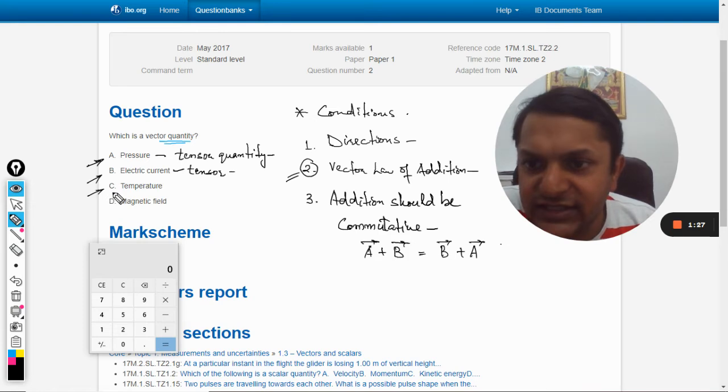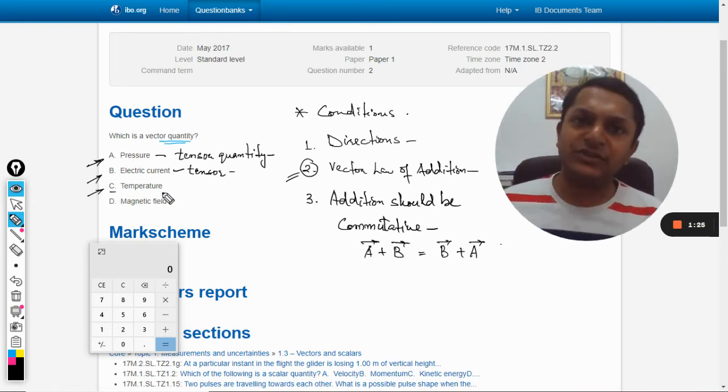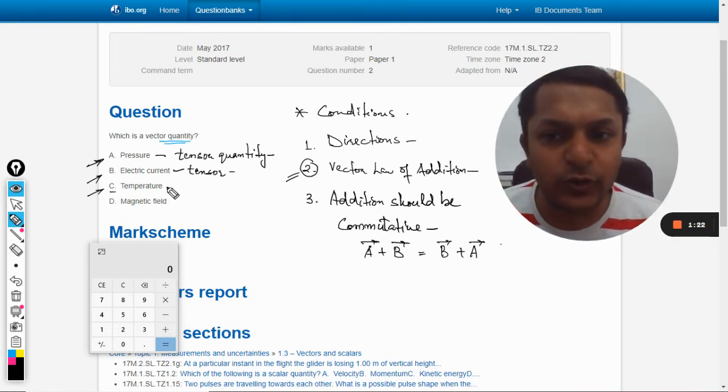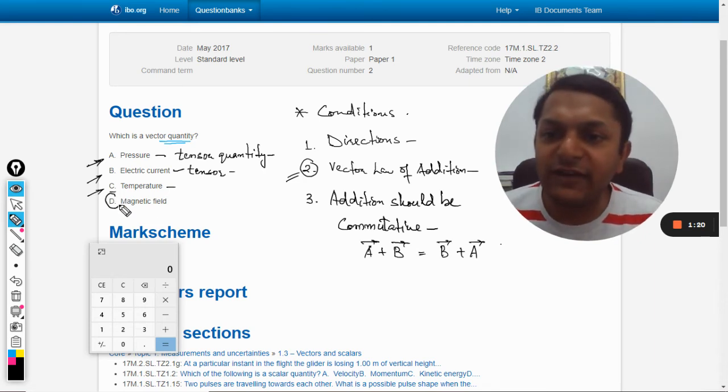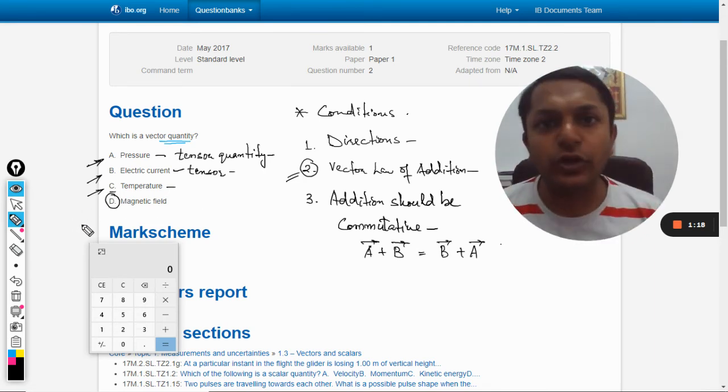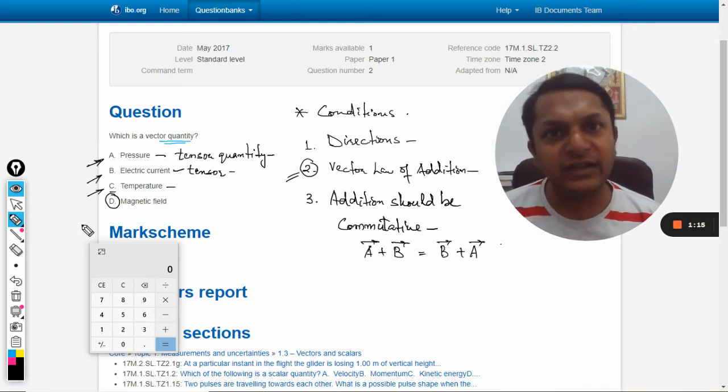Now the third quantity is temperature, and we all know that temperature is a scalar quantity. There is no doubt about it. So we are left only with the fourth option, which is magnetic field intensity.